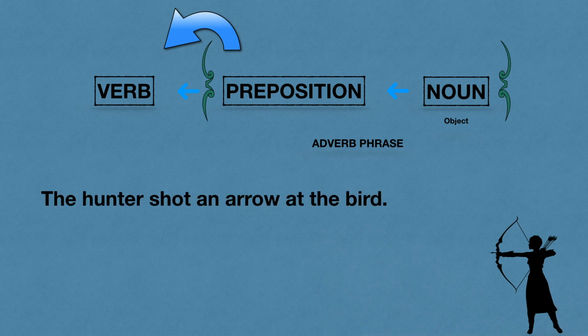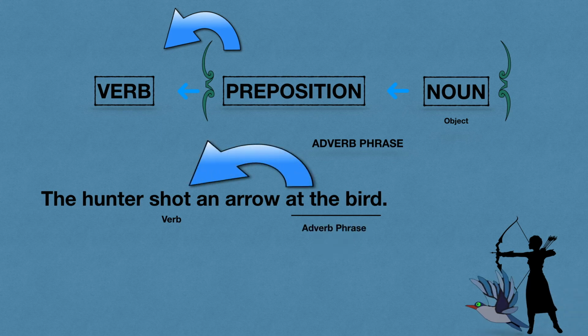The hunter shot an arrow at the bird. In this sentence, at the bird is the prepositional phrase. But what is it connected to on the left? Even though the noun, an arrow, is immediately to the left of the phrase, it isn't connected to the noun, an arrow. This is because it isn't describing the arrow. Instead, it is connected to the verb shot, as it describes shot by telling us the direction in which the hunter shot the arrow.